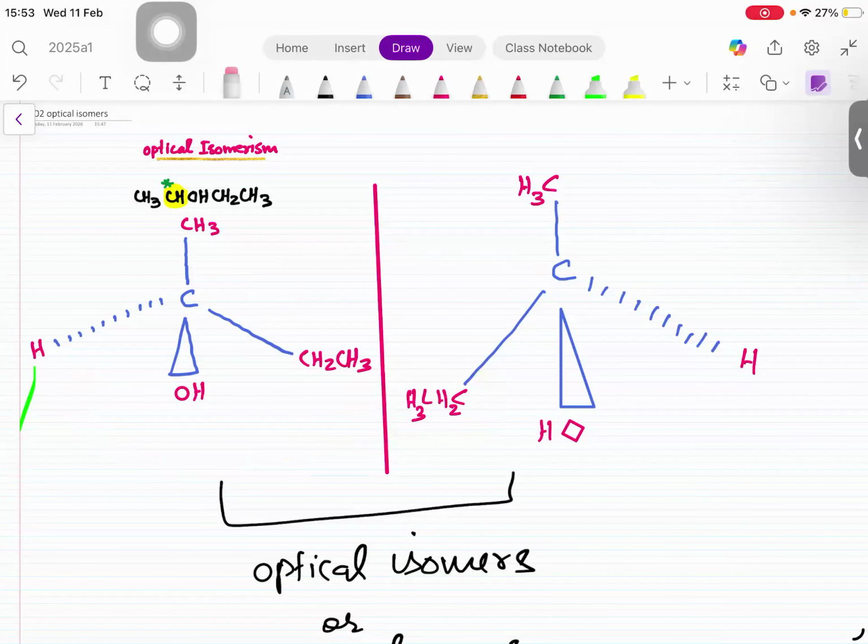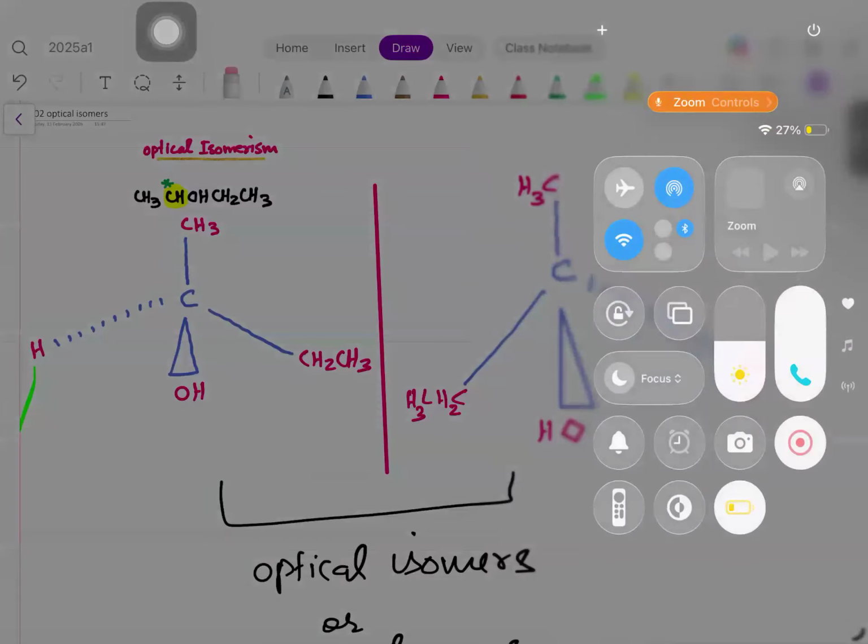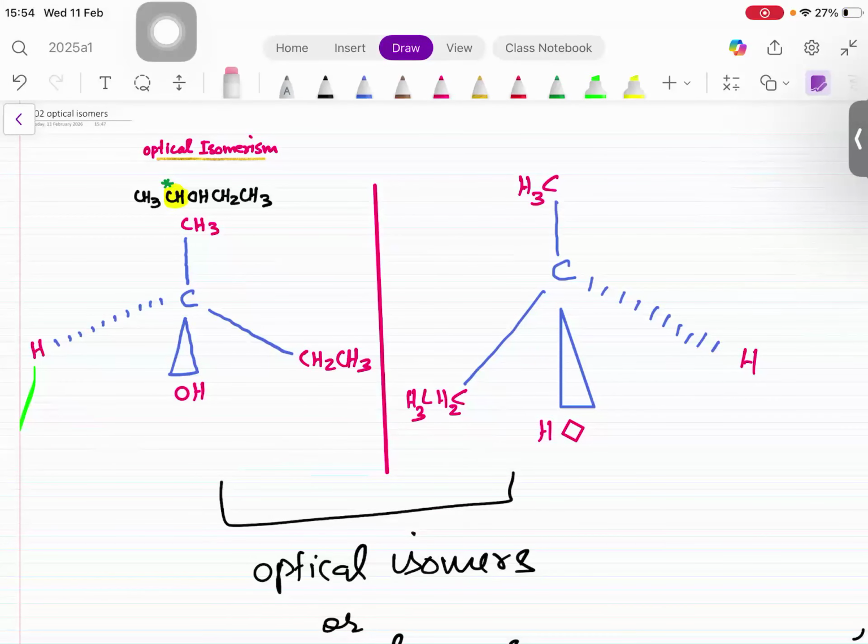Their molecular formula is the same. Their structures are the same. Their functional groups are the same. Everything is the same except the orientation. So therefore, unlike cis-trans isomers, these two have the same molecular formula and even the same melting and boiling points. The only difference between these two isomers is, you know what that is?